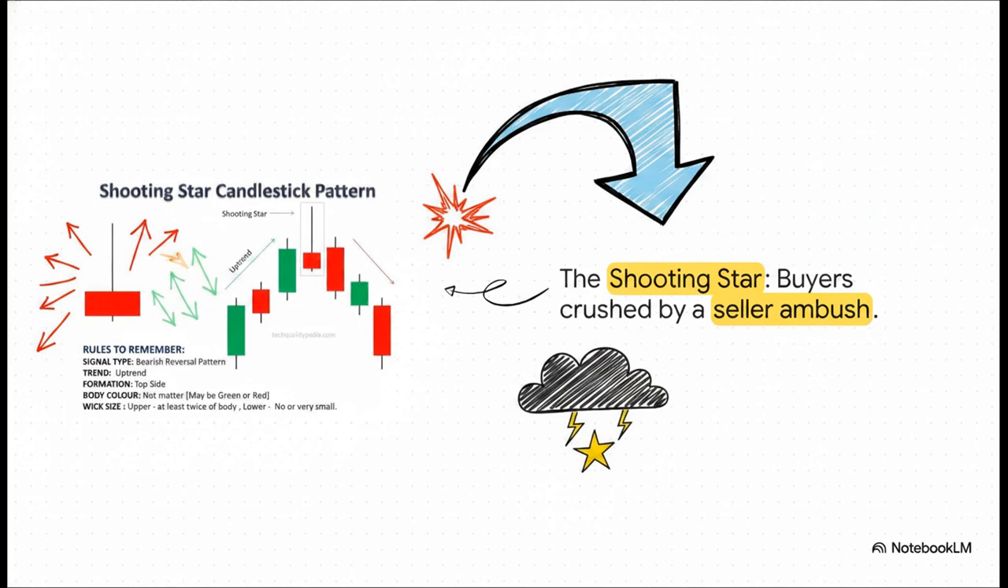Found at the top of an uptrend, it features a small body at the bottom and an extremely long upper wick. That long upper wick visibly proves that the buyers boldly attempted to push the price even higher, but were completely crushed by a sudden influx of sellers who slammed the price right back down.